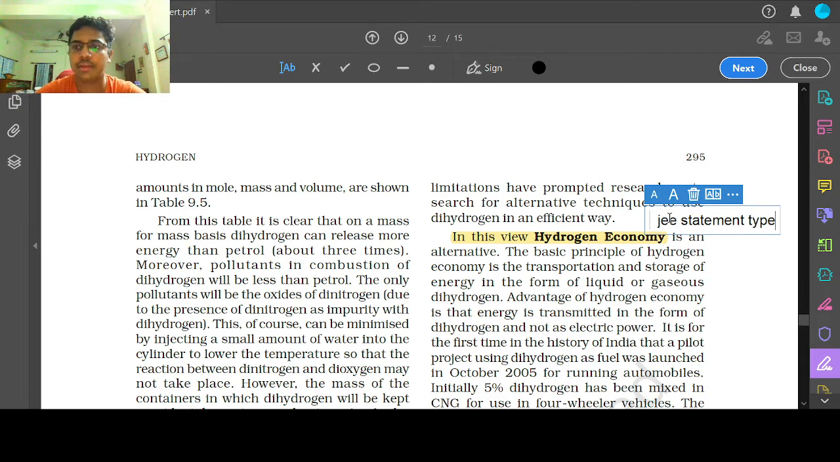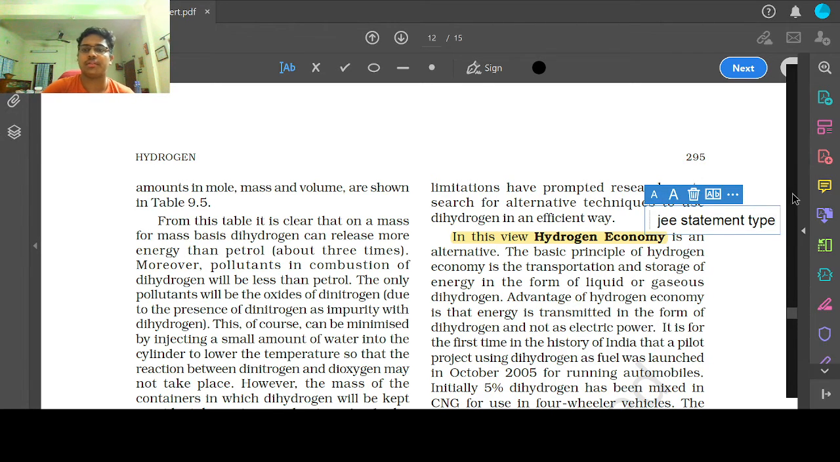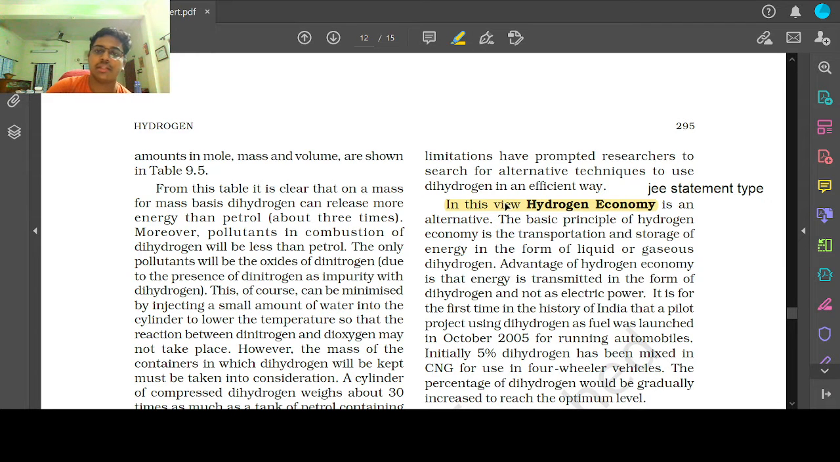Statement type question. Okay, so this came in our JEE statement type. So in this view, hydrogen economy is an alternative. The basic principle of hydrogen economy is the transportation and storage of energy in the form of liquid or gaseous dihydrogen. This question actually came, I just remember right now.